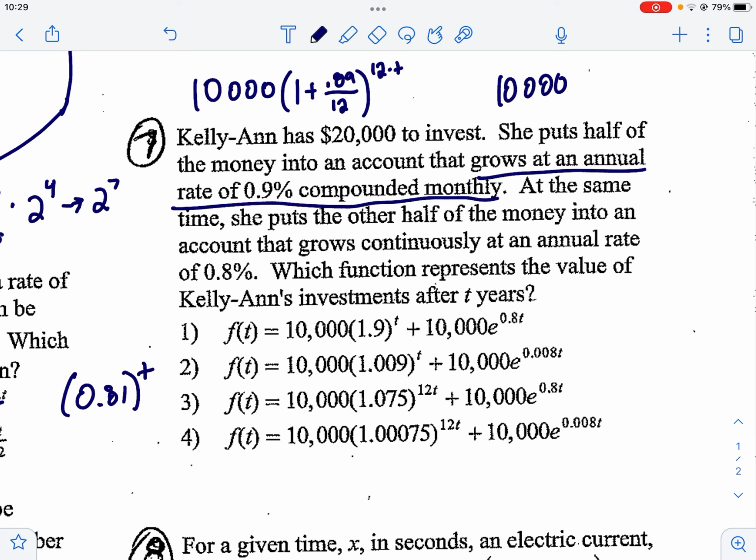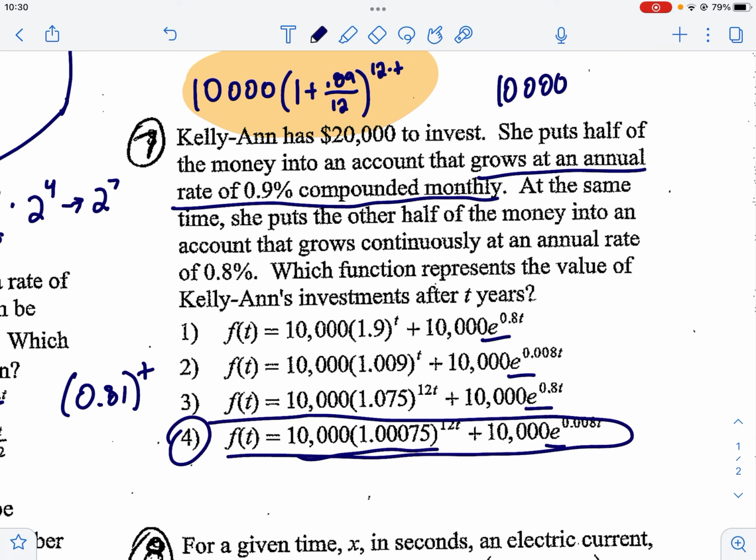So we know for that part, we're not going to be having a compound growth rate. We're going to be using, if you look at all the answer choices, a natural exponent, which we didn't learn about, and you won't really need to come up with the answer. Because if you simplify down this expression, which we wrote here previously, you'll come up with 10,000 times 1.00075 to the 12t, which matches up with answer choice number 4.